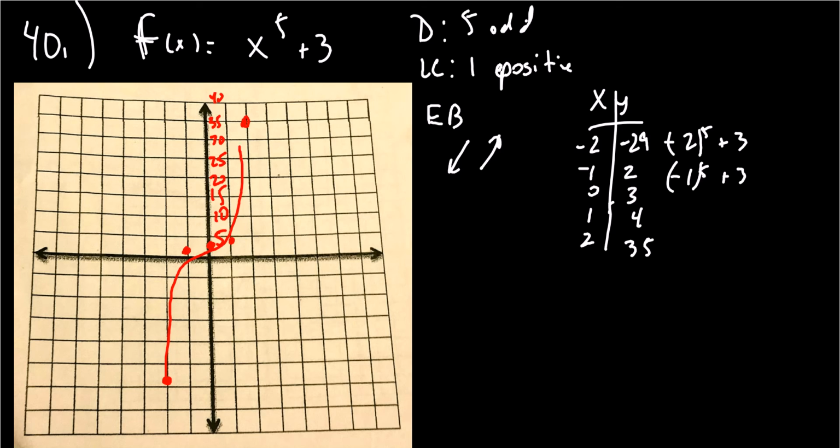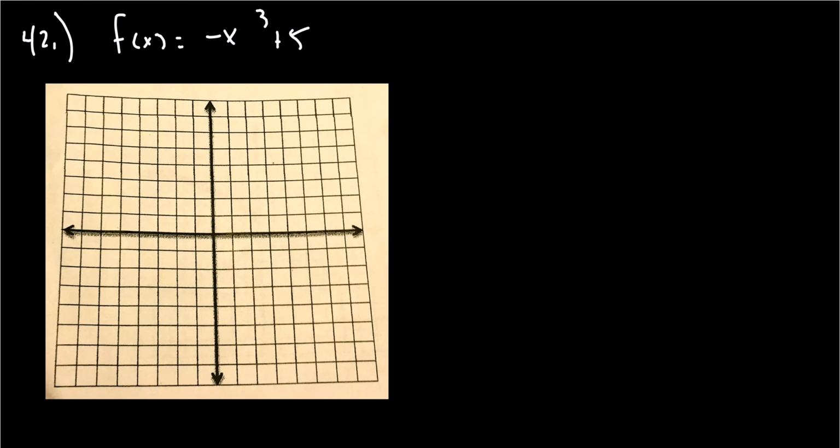Remember, smooth curves. Now I'm going to go up and to the right. See how the graph kind of wants me to go up and to the right? I'm going to go down to the left. And that's it for 40.